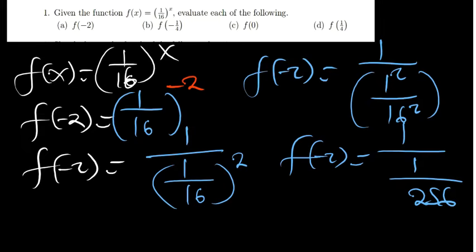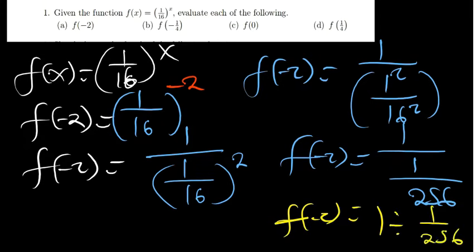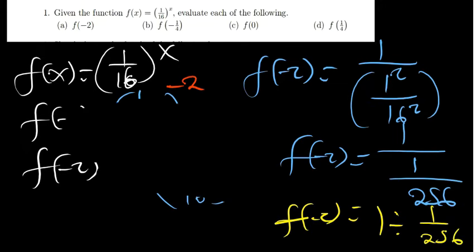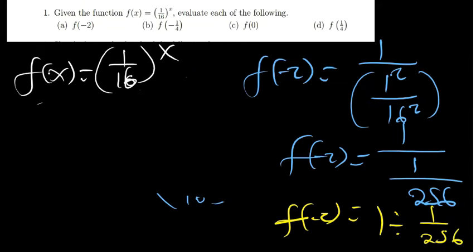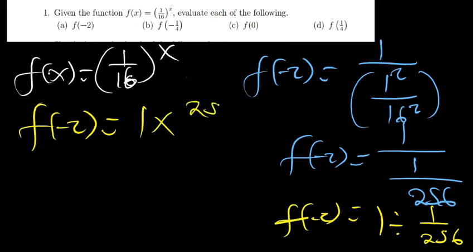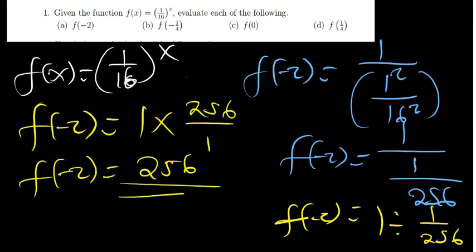Okay, now I have f of negative 2 equal to 1 divided by 1 over 256. I'll continue from here to say f of negative 2 is going to be 1 times 256 divided by 1. So my f of negative 2 in that case is going to be 1 times 256 divided by 1, which is 256. So in that case, this is my answer.